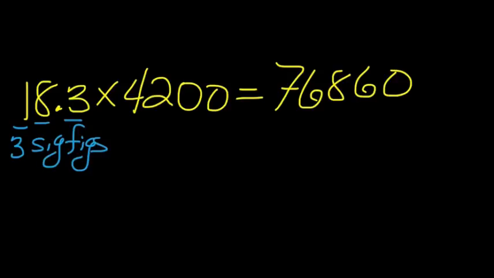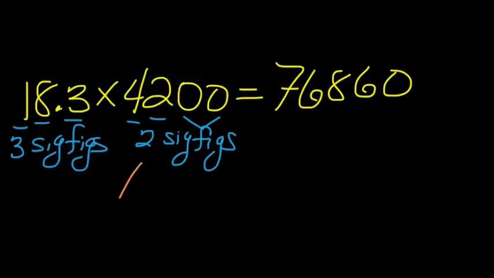For the second number, the 4 and 2 are significant because they're both non-zero digits. The zeros, are they significant? Are they between non-zero digits? No. Are they before or after a decimal? No. So they're not significant. So the second number only has 2 sig figs. So our answer is going to have how many sig figs? 2. Which means we're going to keep the 7 and the 6, and we're going to look at the third number here, which is the 8. And it's 5 or more, which means we round up, which puts our answer at 77.